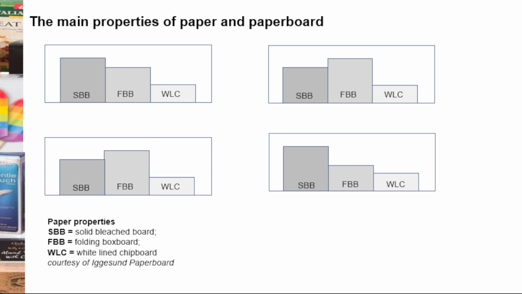The main properties are also covered and explained here. The SBB is a solid bleached board. Then you have FBB, folding box board. Then WLC, white lined chipboard. It shows where the applications are, courtesy of Eggleston, paperboard.